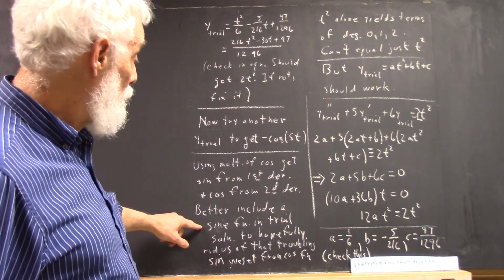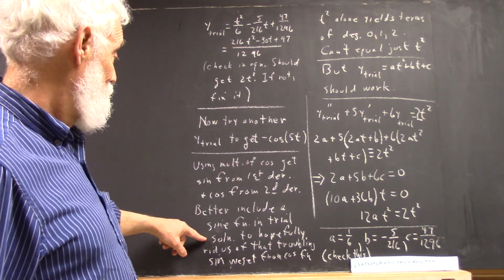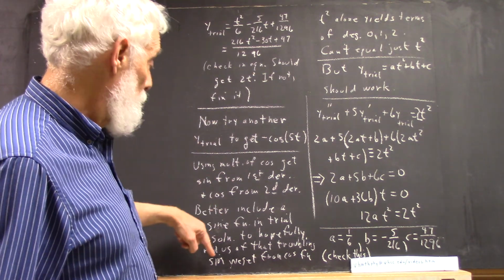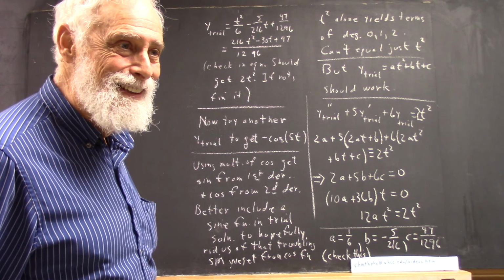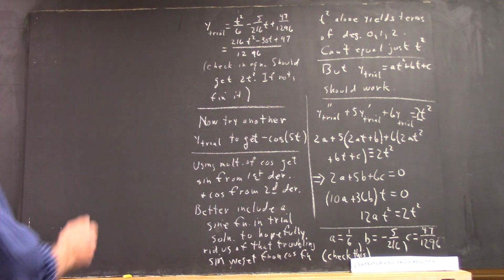We better include a sine function in our trial solution to hopefully rid us of that troubling sine we get from the cosine function. So we need to start with a sine then. So, trial solution.